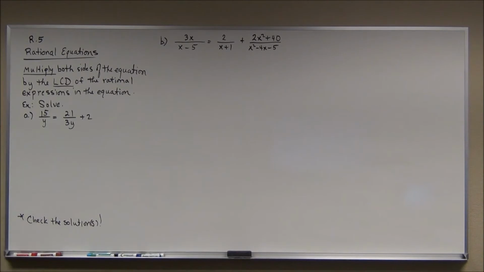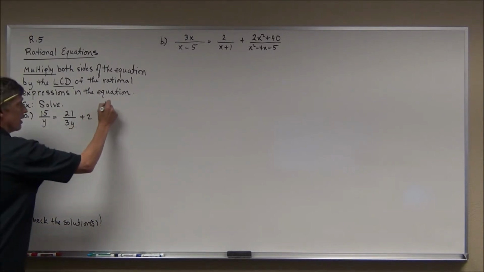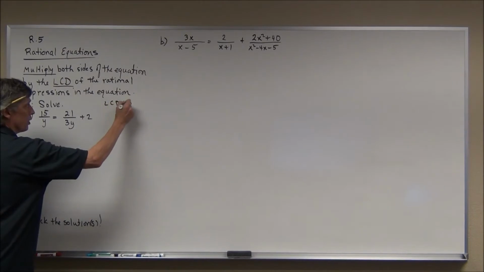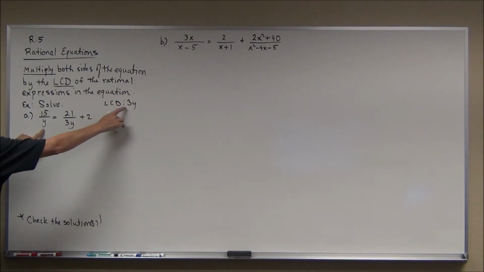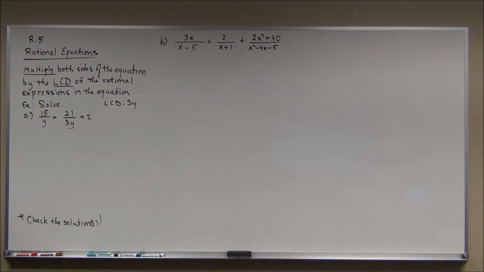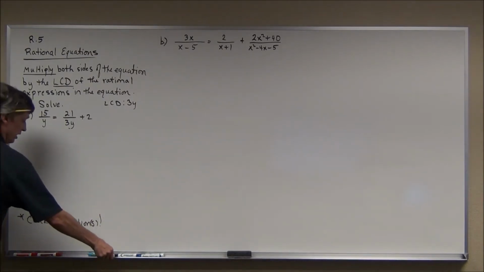And I have a couple of examples here. This first one, I have two rational expressions inside this equation. This denominator is y, this denominator is 3y. My LCD is going to be 3y. It contains the y and the factor of 3. We talked about finding the LCD of rational expressions when we reviewed some of the operations before. I'm going to multiply both sides of this equation by my LCD of 3y.